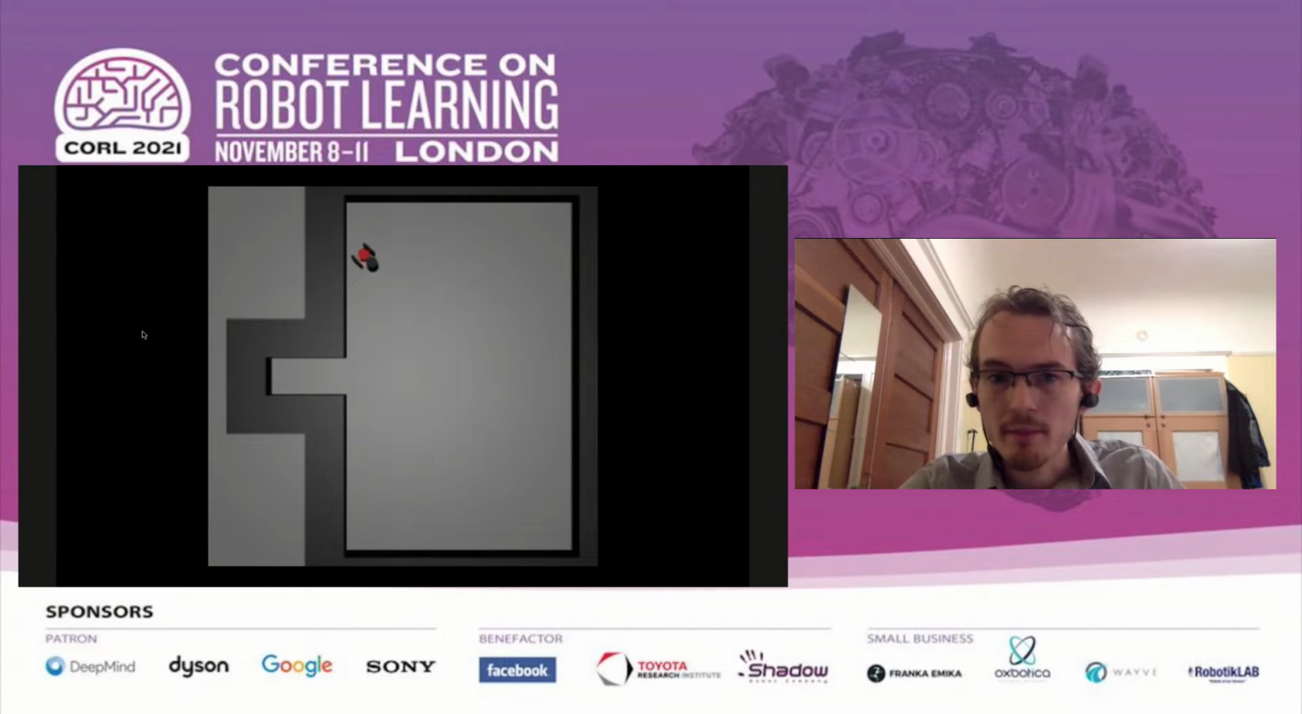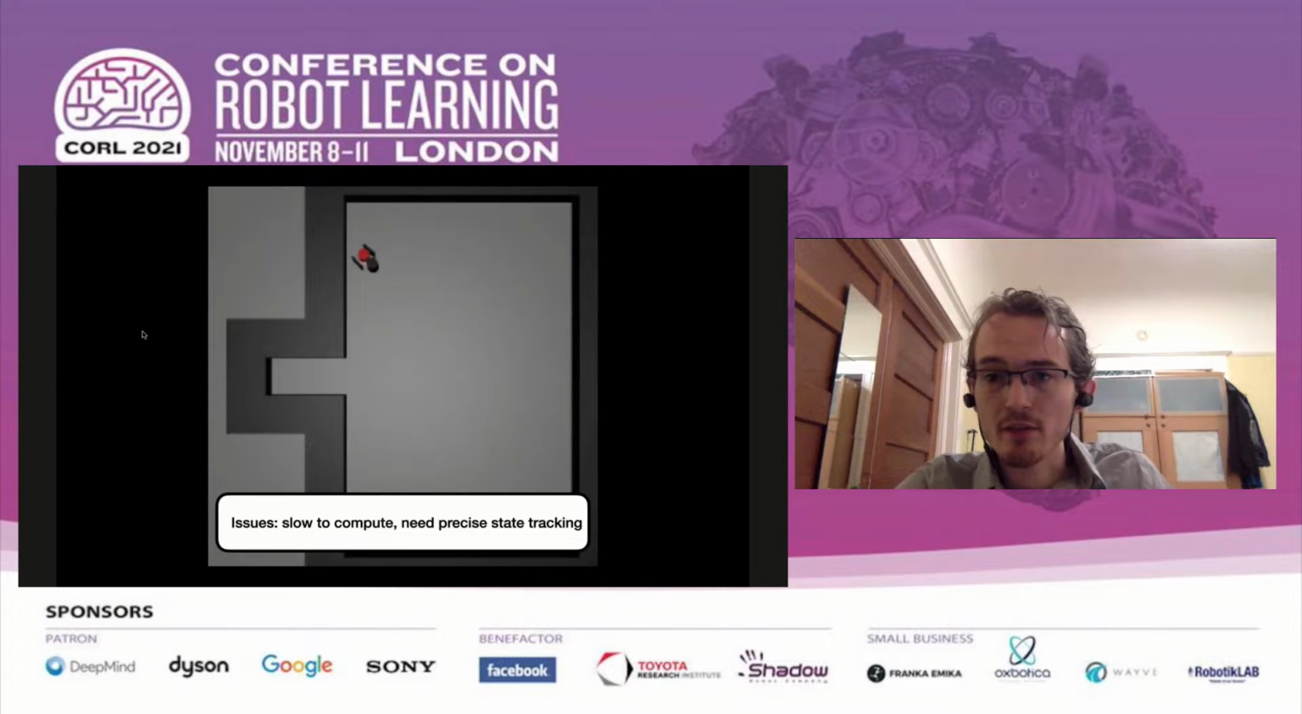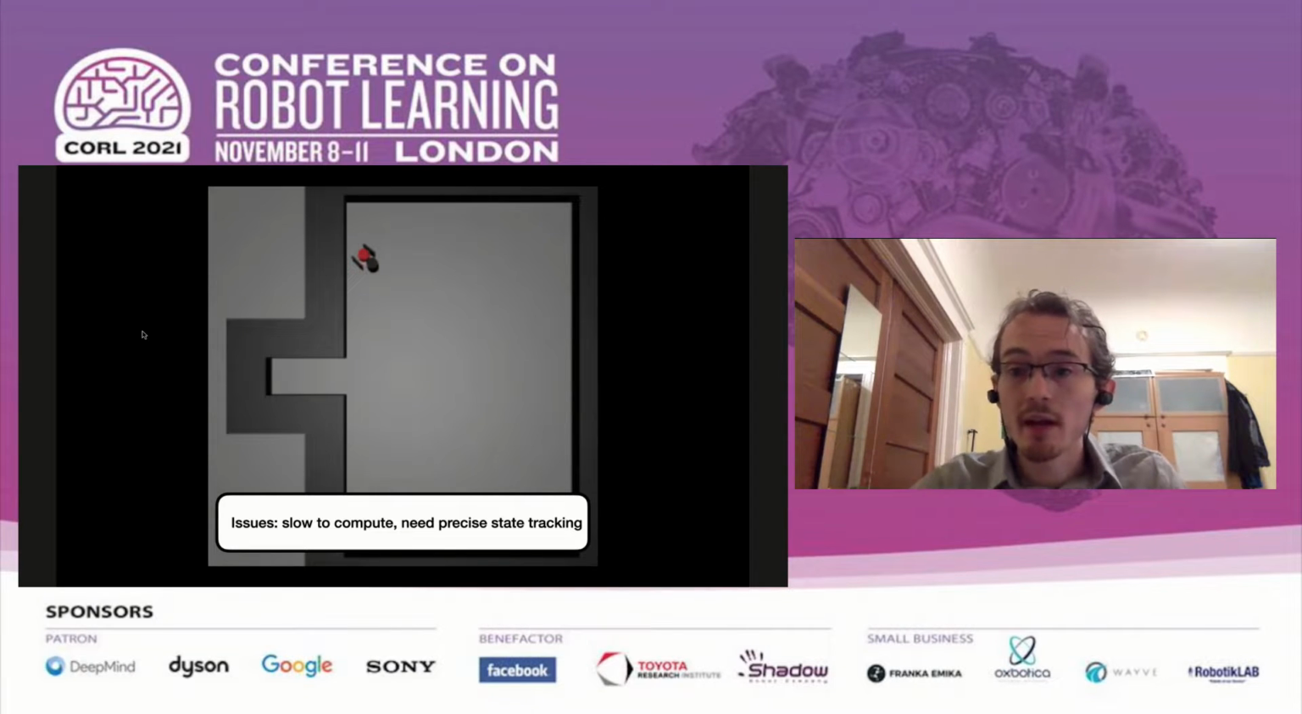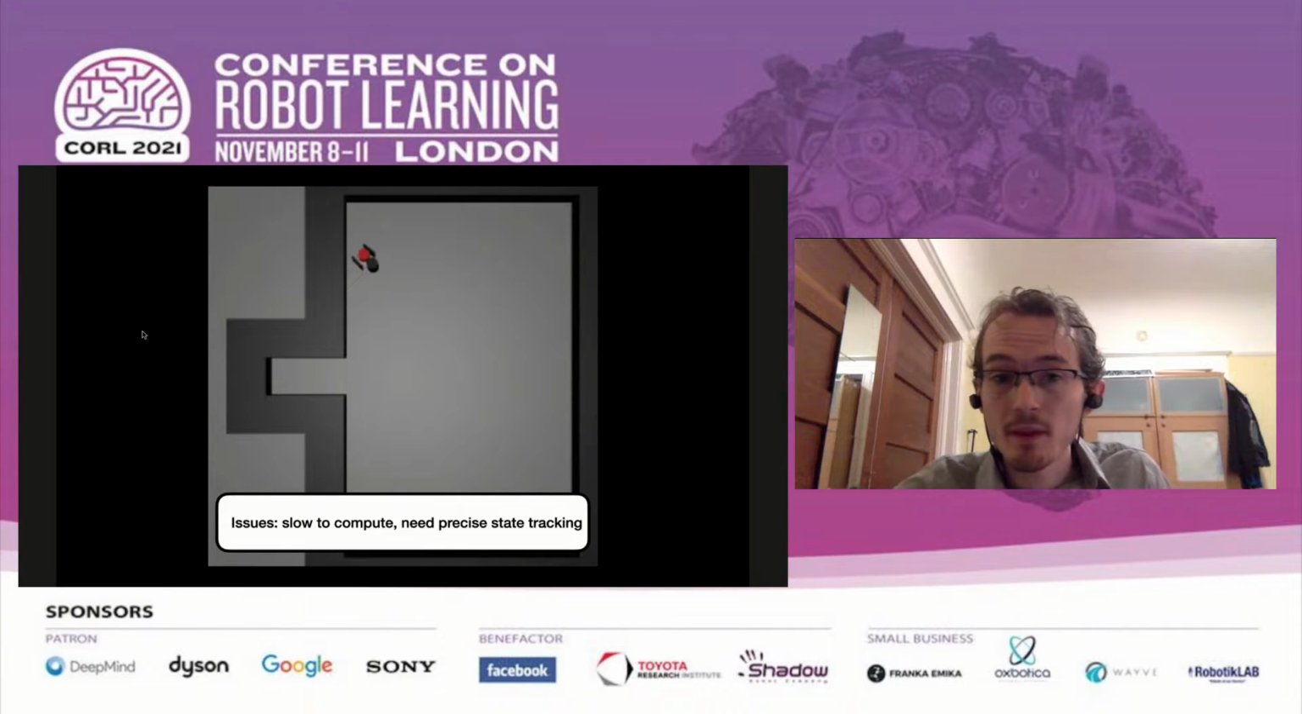Now this is all great, but there are some big issues. The first is that task and motion planning is very slow. Actually computing the plan takes a long time, even though we can do it. And in order to transfer the plan from your simulation into the real world, you need to have precise state tracking. So what are some of the other things we could try?